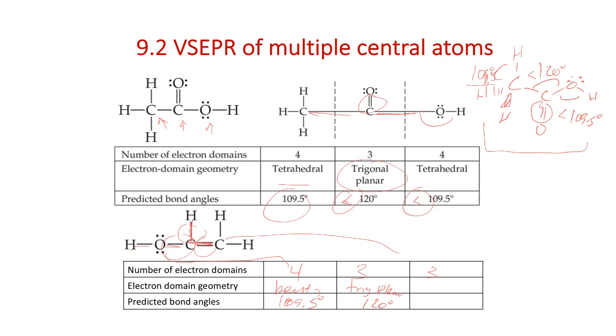3 domains are on the second carbon in the molecule. So trigonal planar here as well. So the bond angle about this carbon here would be close to 120 degrees.